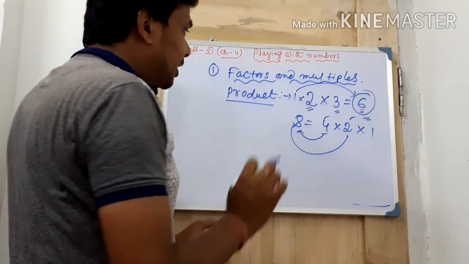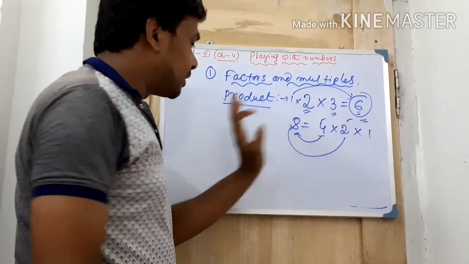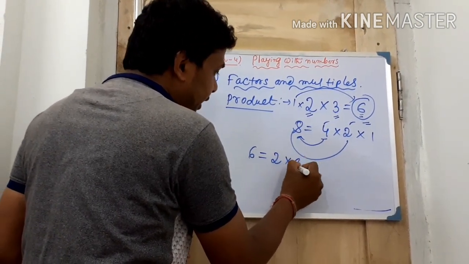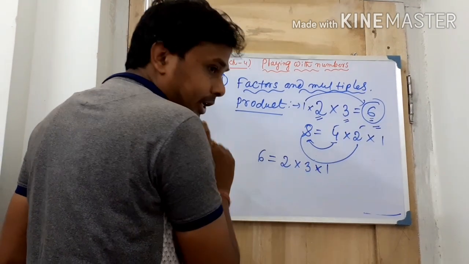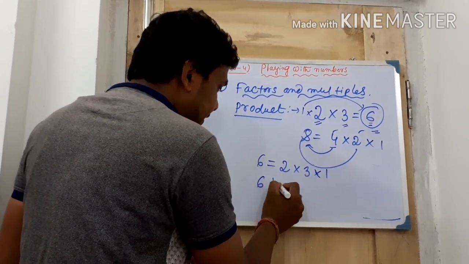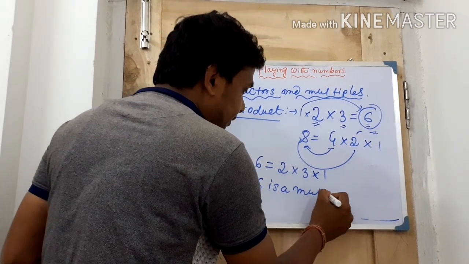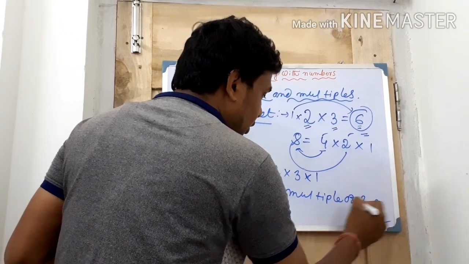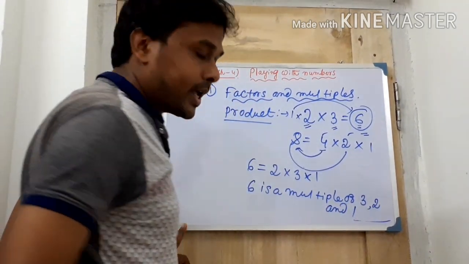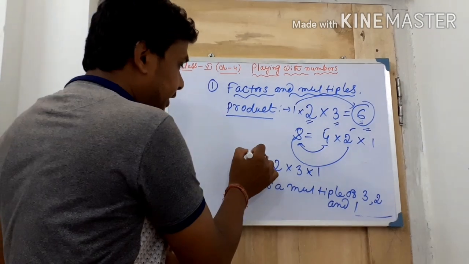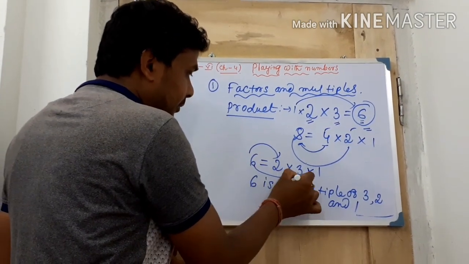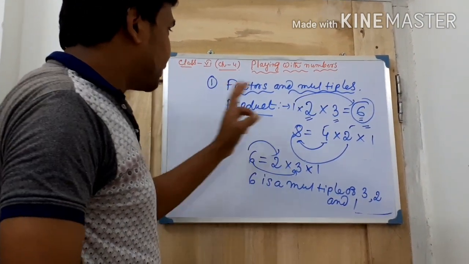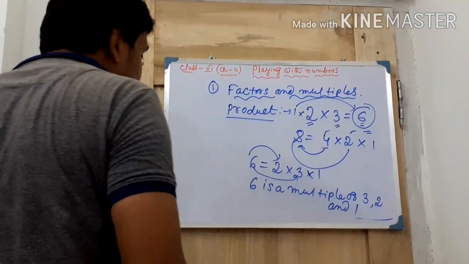The next one is multiples. Multiples means what? Suppose you take this example, 6 is equal to 2 into 3 into 1. Then you have to write that 6 is a multiple of 3, 2 and 1 also. So 6 is a multiple of 2, 6 is a multiple of 3 also, and 6 is a multiple of 1 also.